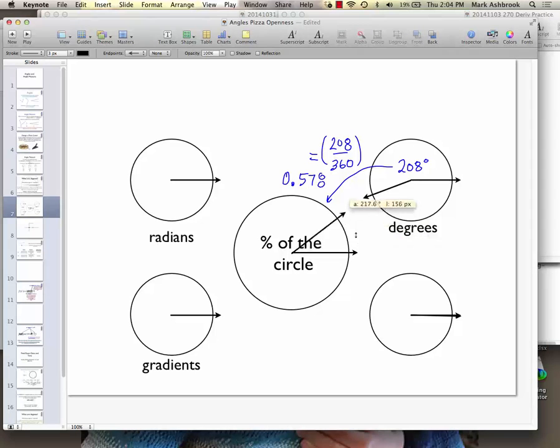Okay. And how much openness will that be? 0.578 of the circumference. How much openness? Are we changing the amount of openness? No, it's the same. You just say it's the same as the degree openness.